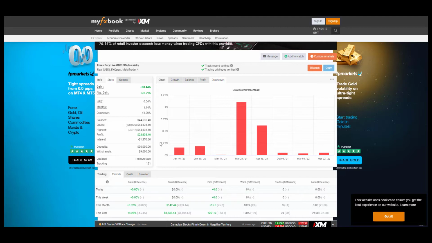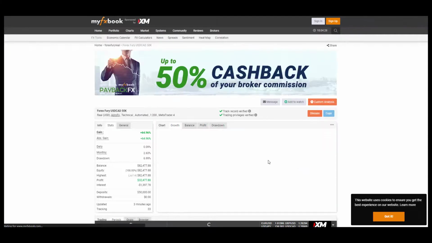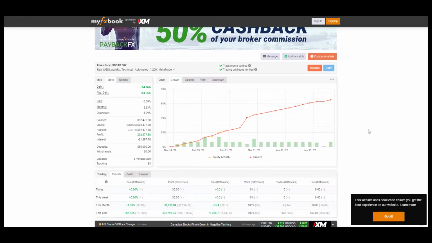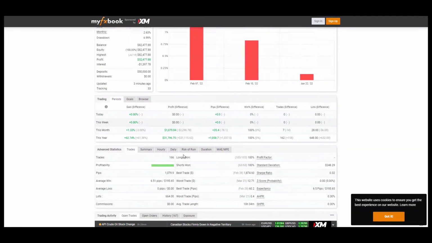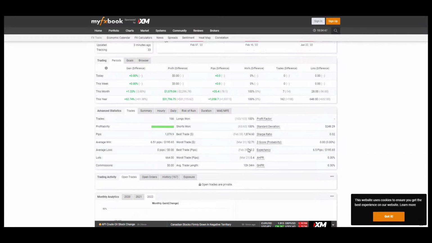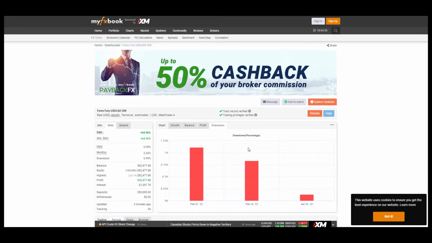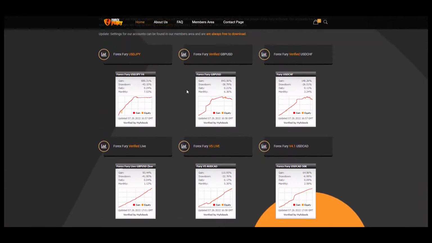Shall we go back and have a look at another one? Again, what did we like to look at? Well, let's do this USD CAD one. There we go. Again, nice growth. You can see the profit, balance, drawdown. Hasn't been going quite as long. Balance of 82,000, but 65% return nearly. You can see the number of trades it's done, the wins, the losses, again all those stats. So at the moment, from what we can see from this front page, it's looking quite good.